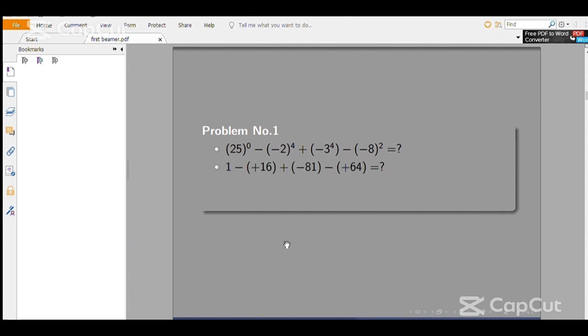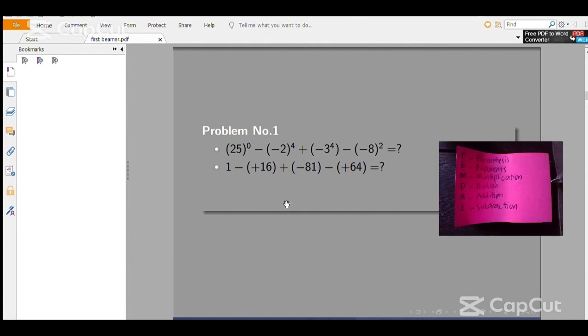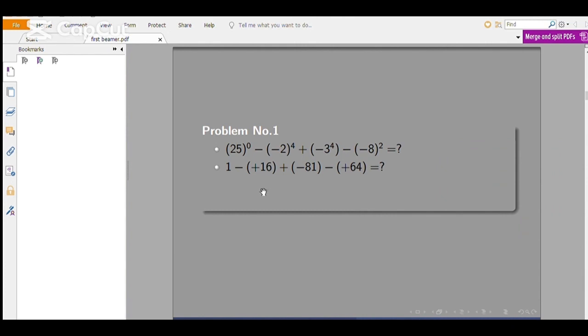So, in this problem, we are going to use the process of PEMDAS, or the parenthesis, exponents, multiplication, division, addition, and subtraction. So first, we are going to deal here with the parenthesis and exponents. So, 25 to the power of 0 is 1, because the law of exponents says that any number raised to 0 is equal to 1, minus -2 to the power of 4.